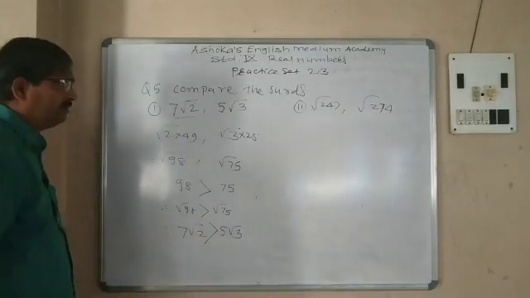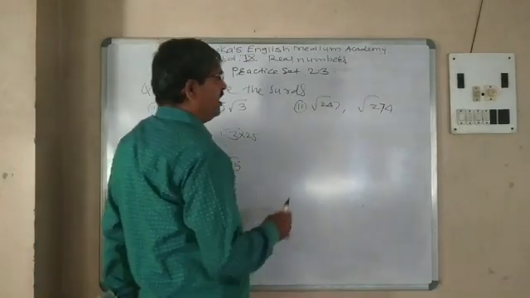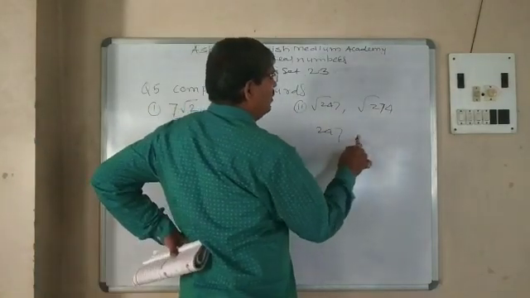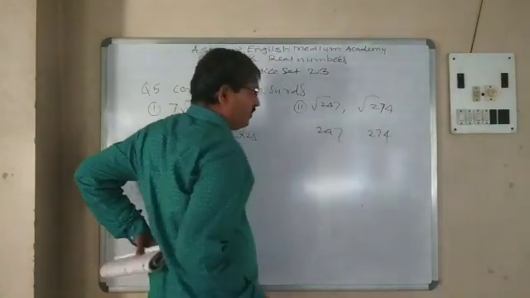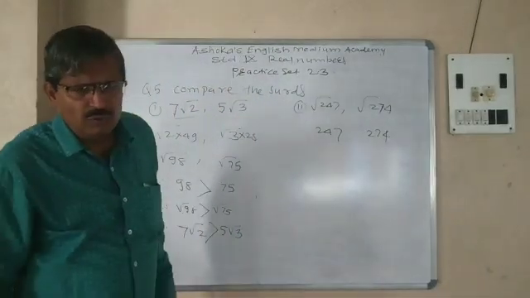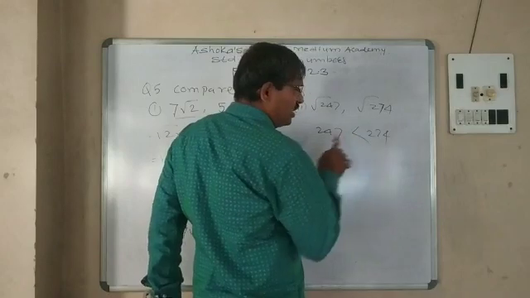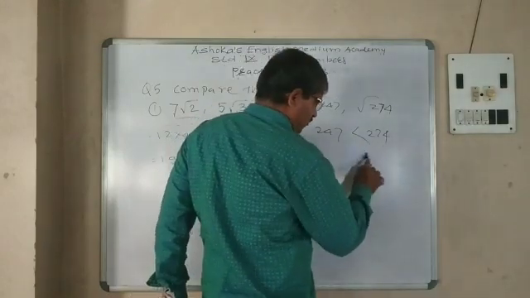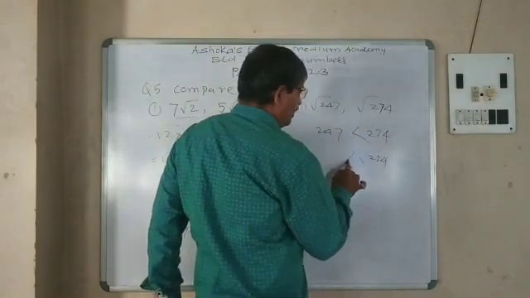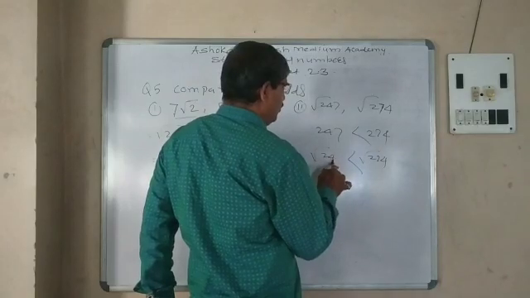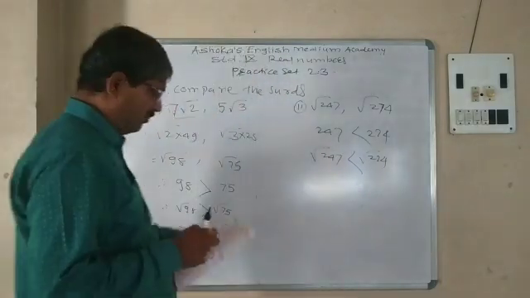Understand? Now similarly here, 247 and 274. Suppose there are no square root signs, then who is greater? 274 is greater. Therefore, under root 274 is greater than under root 247. This was simple.